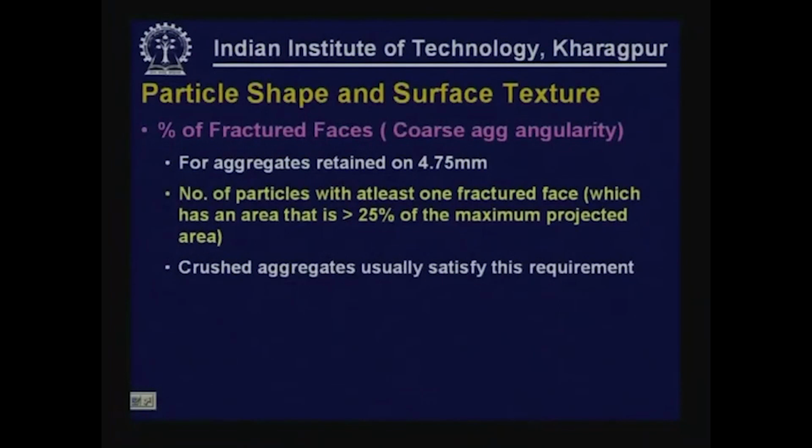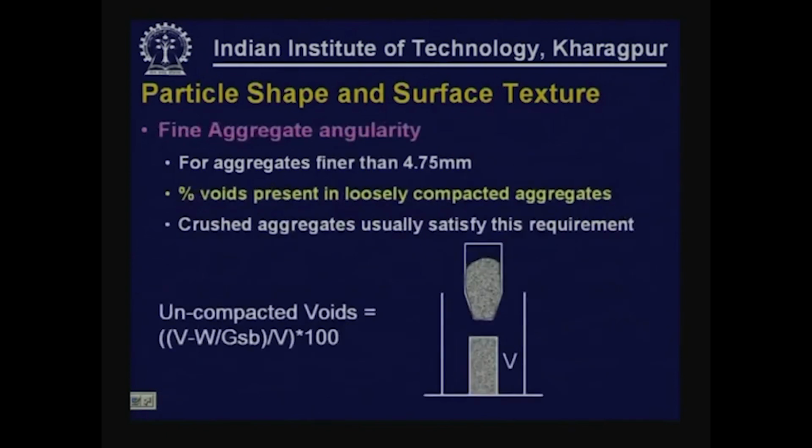We count, out of the total sample that is available, how many aggregates have more than one fractured surface, more than two fractured surfaces. That number expressed as a percentage of the total number gives an idea of the percentage of fractured faces, which in turn gives an idea of the coarse aggregate angularity.